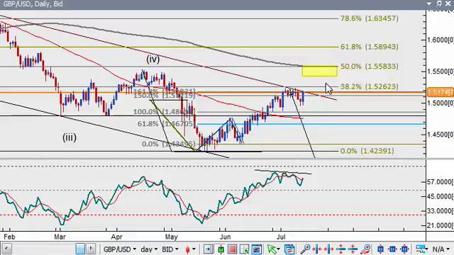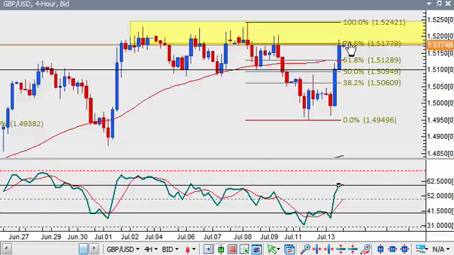Okay, so 1.52, if it's broken, goes to 1.55. If it's not broken, continue to monitor this top to see if a decline can follow. So pound dollar at the moment is pretty much in sideways action here, with 1.52 as the resistance and 1.4950 as support. So if the market breaks below 1.4950, then that's a bearish signal.